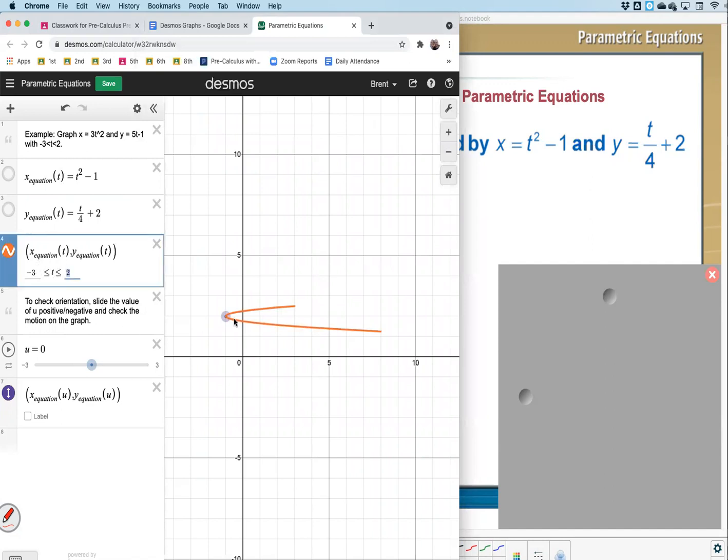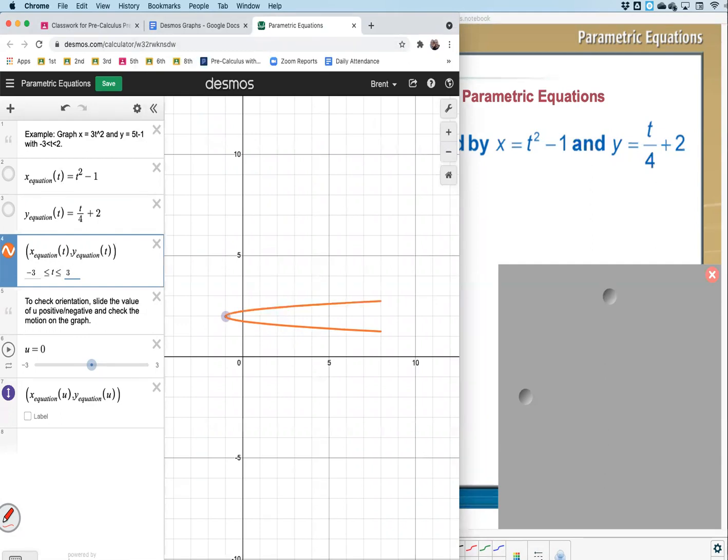Now watch what happens. When I change this 2 to a 3, my graph is going to extend. It's going to get longer because I've added time. Just as if I added 4 seconds or 5 seconds, or if I cut it to 0. You'll see that it changes how much graph you see.